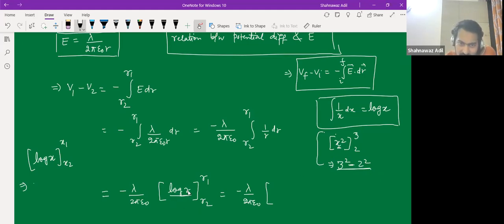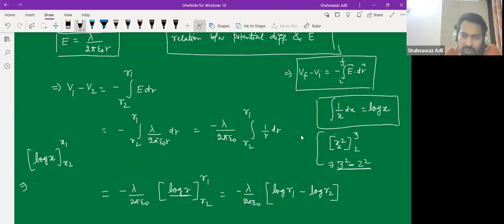Now the function is log r, log x. So if I put the upper limit, what would be in here first? No, no, the function is log. Log is the function. So log of R1, minus log of R2. Yes, now you are correct.